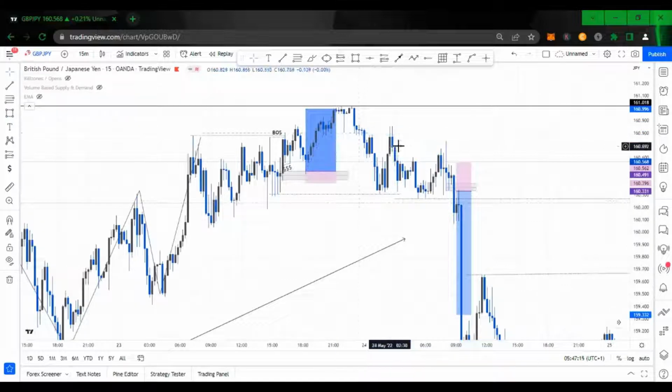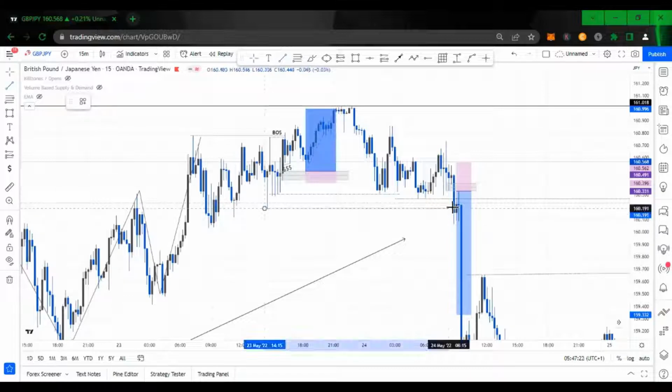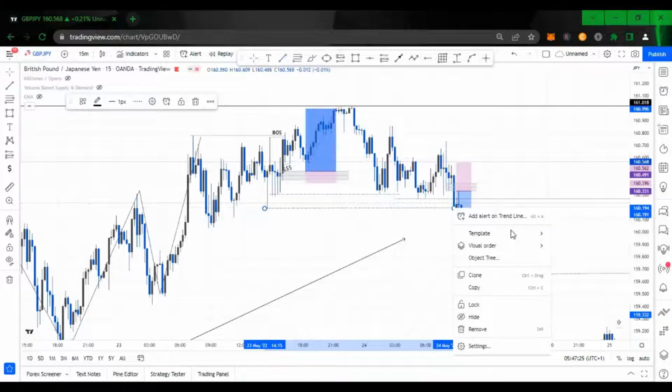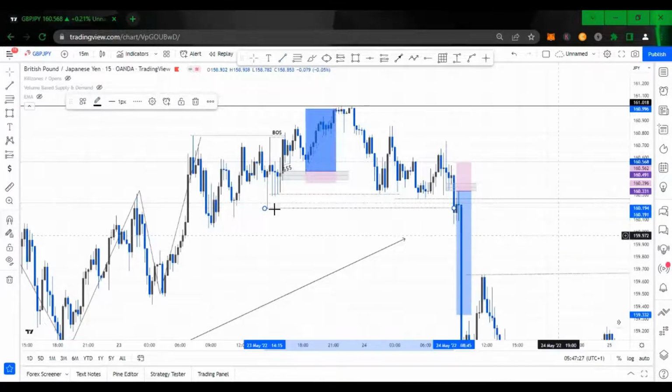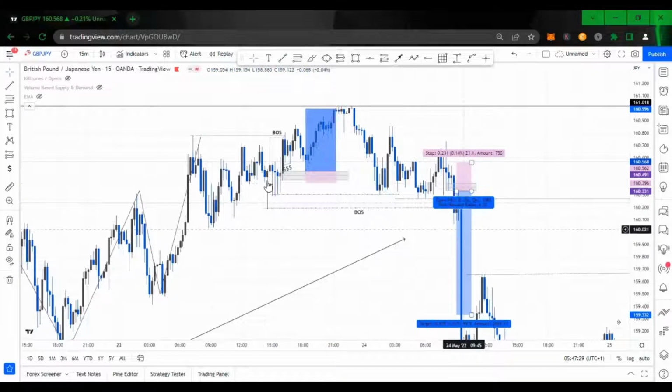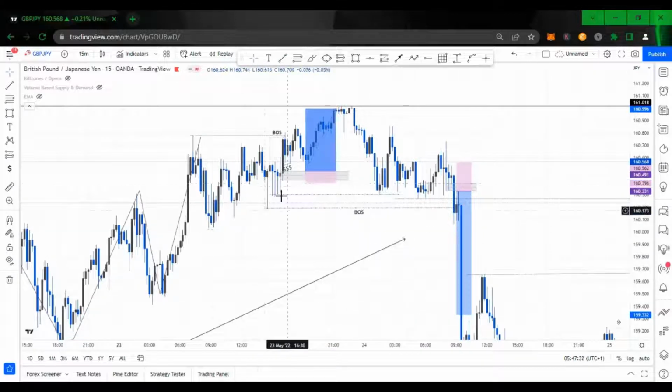So I waited for the market to actually give us a break below, okay? And the market gave us a break below around here. Just around this point. That was our break of structure. Right here, the market broke below this weak low, this very low here.